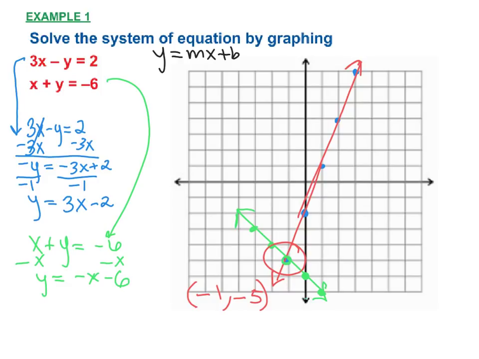And let's just check to make sure that point works out. So if I have 3 times negative 1, which is my x value, minus my y value, which is negative 5, does that equal 2?